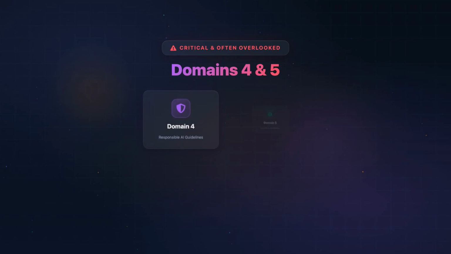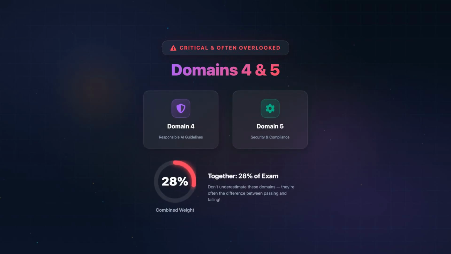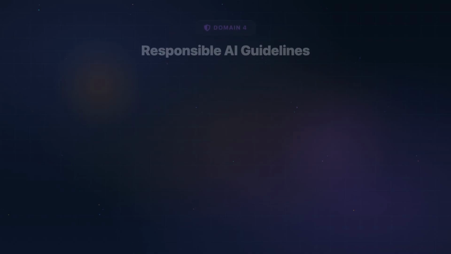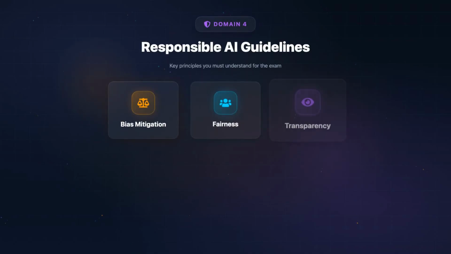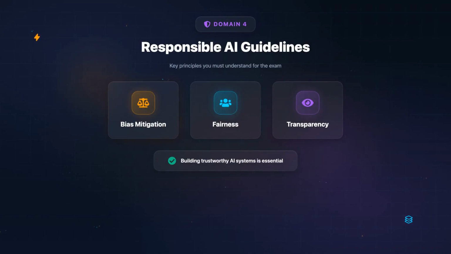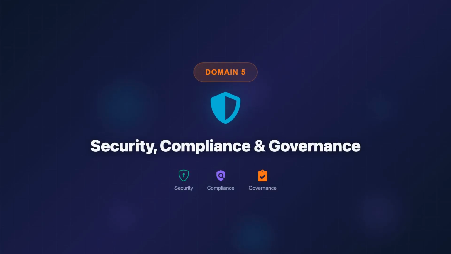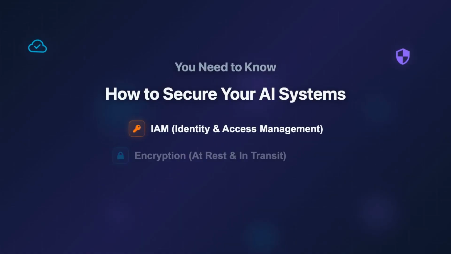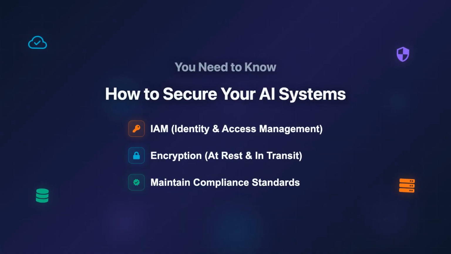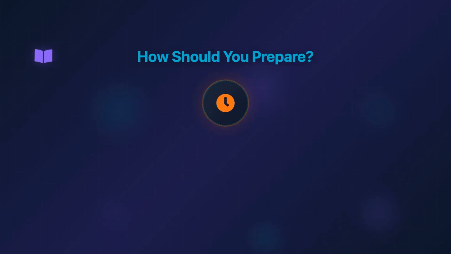Domains 4 and 5 are critical, yet often overlooked by candidates. Together, they make up 28% of the exam. Domain 4 covers guidelines for responsible AI, dealing with bias, fairness, and transparency. Domain 5 covers security, compliance, and governance. Do not skip these. You need to know how to secure your AI systems using IAM and encryption, and how to maintain compliance.